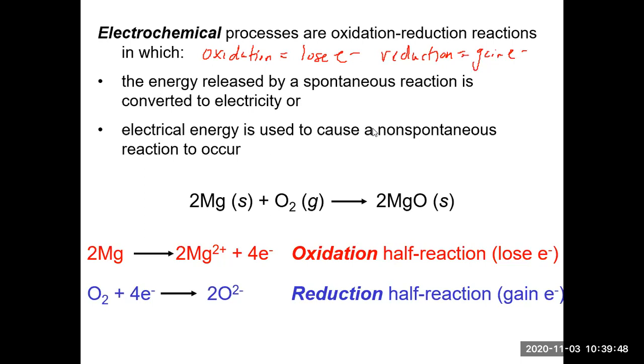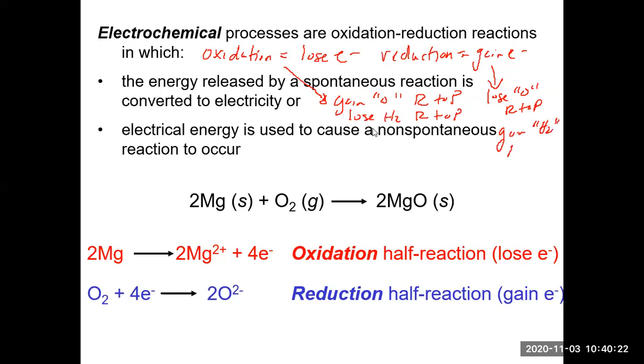And there are other definitions of oxidation and reduction. For example, oxidation could also mean that you gain oxygen as you go from reactants to products, or you lose hydrogen as you go from reactants to products. So those are two other definitions of oxidation. And reduction would be the opposite of that. You would lose oxygen as you go from reactants to products, or gain H2 as you go from reactants to products.